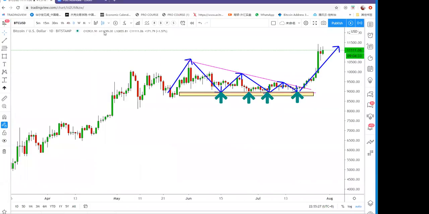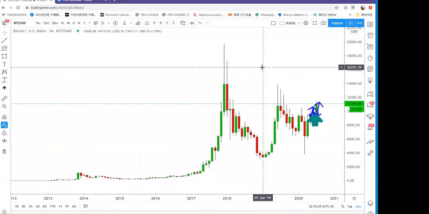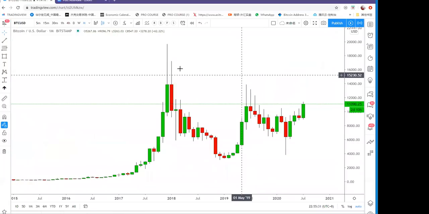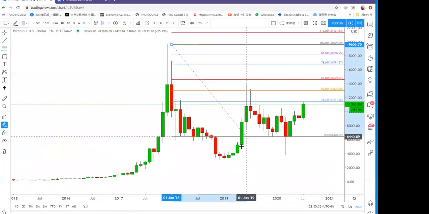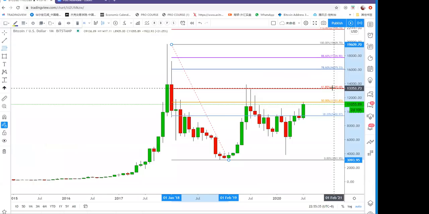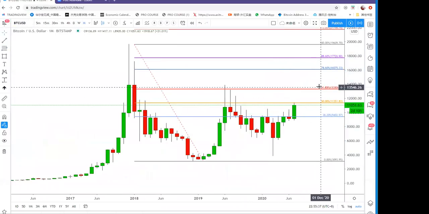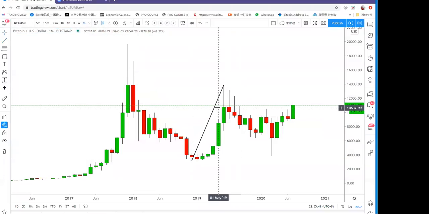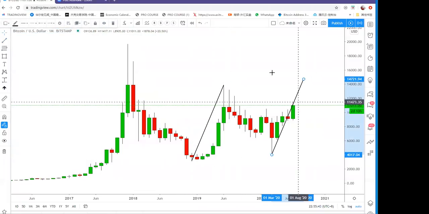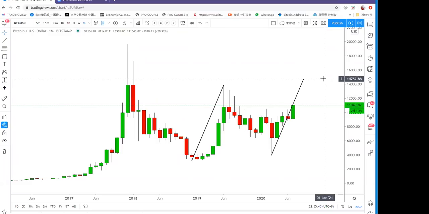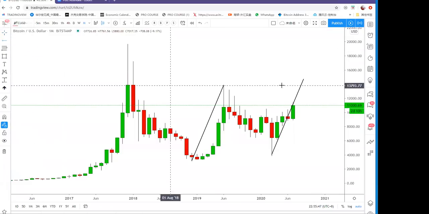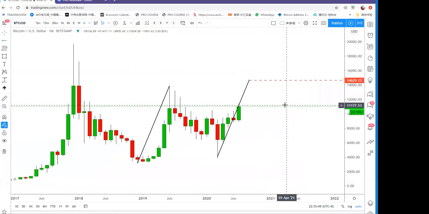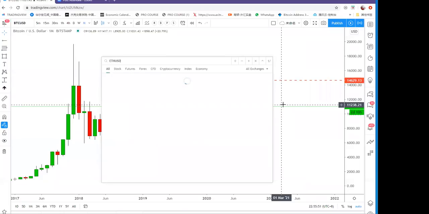I'm going to be very bullish on Bitcoin until 14,000. I think Bitcoin may go to 14,000 or 13,000 first, and if the ABCD move comes, it may go to 14,400. My target is 14,700. So Bitcoin has a very brilliant future, the same as Ethereum.